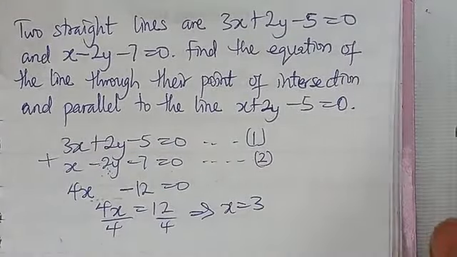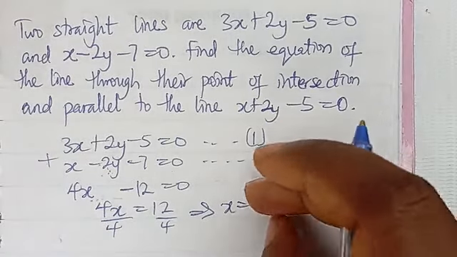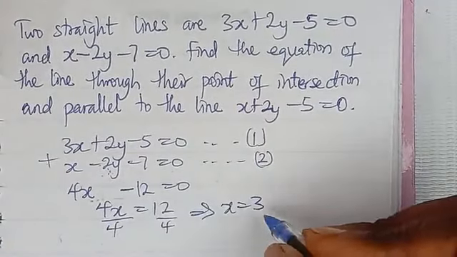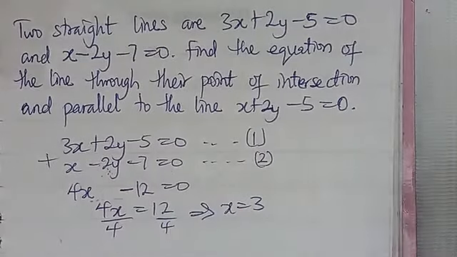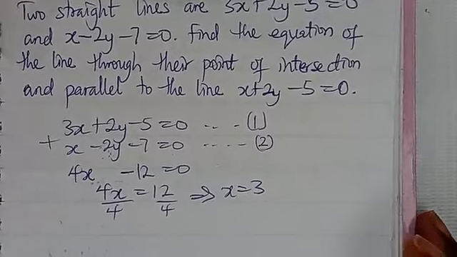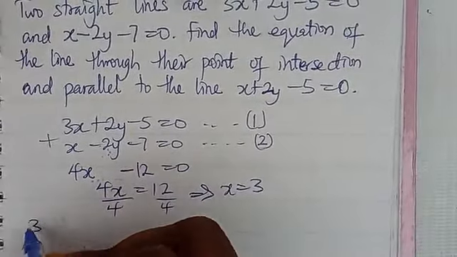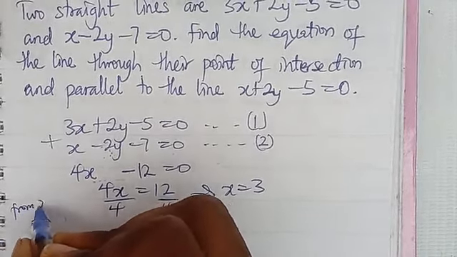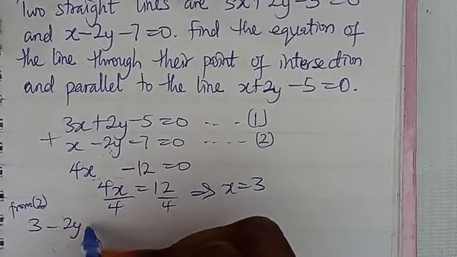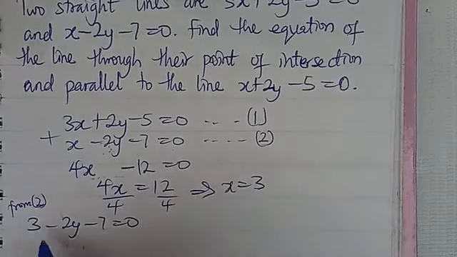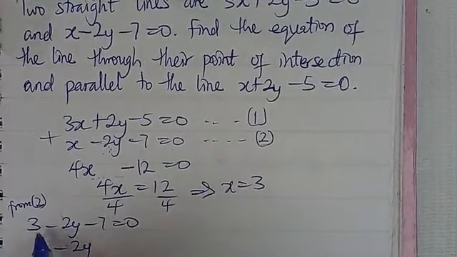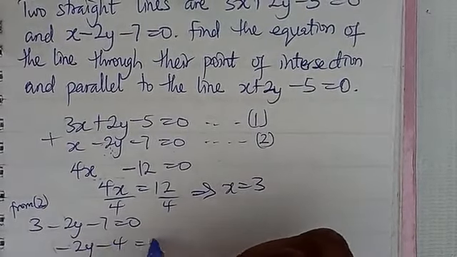Seeing that x is equal to 3, we can substitute that value into any of the equations. I pick equation 2 to substitute the value for x and then solve for y. From equation 2, we have 3 - 2y - 7 = 0. So we collect like terms: minus 2y, and 3 minus 7 is minus 4, equal to 0.